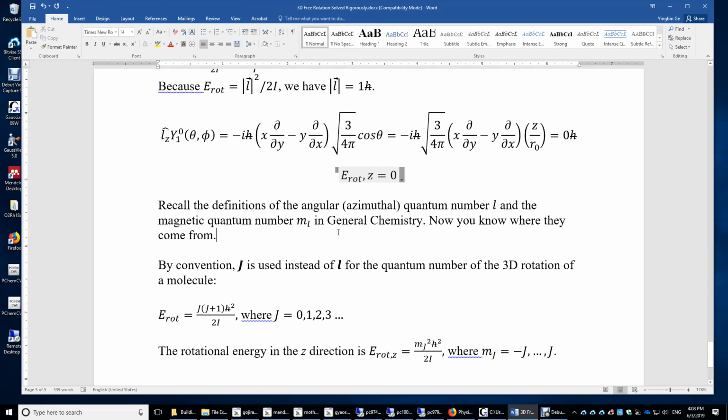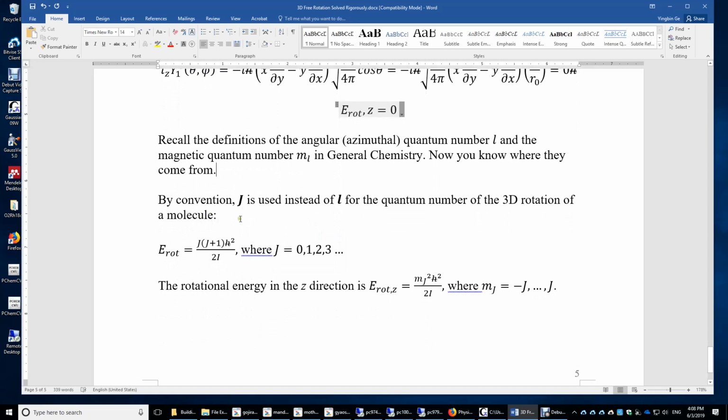What about the rotation of molecules? When we have a molecule such as a hydrogen molecule or HCl molecule, we use a different notation. J is used instead of L for the quantum number of the three-dimensional rotation of a molecule. We get this rotation energy equals J times J plus 1 times h bar squared over 2I for a linear molecule, and I is the moment of inertia of that linear molecule, such as HCl.